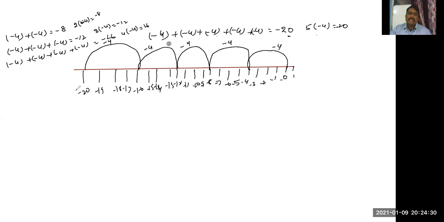So we can say that multiplication is nothing but repeated addition.